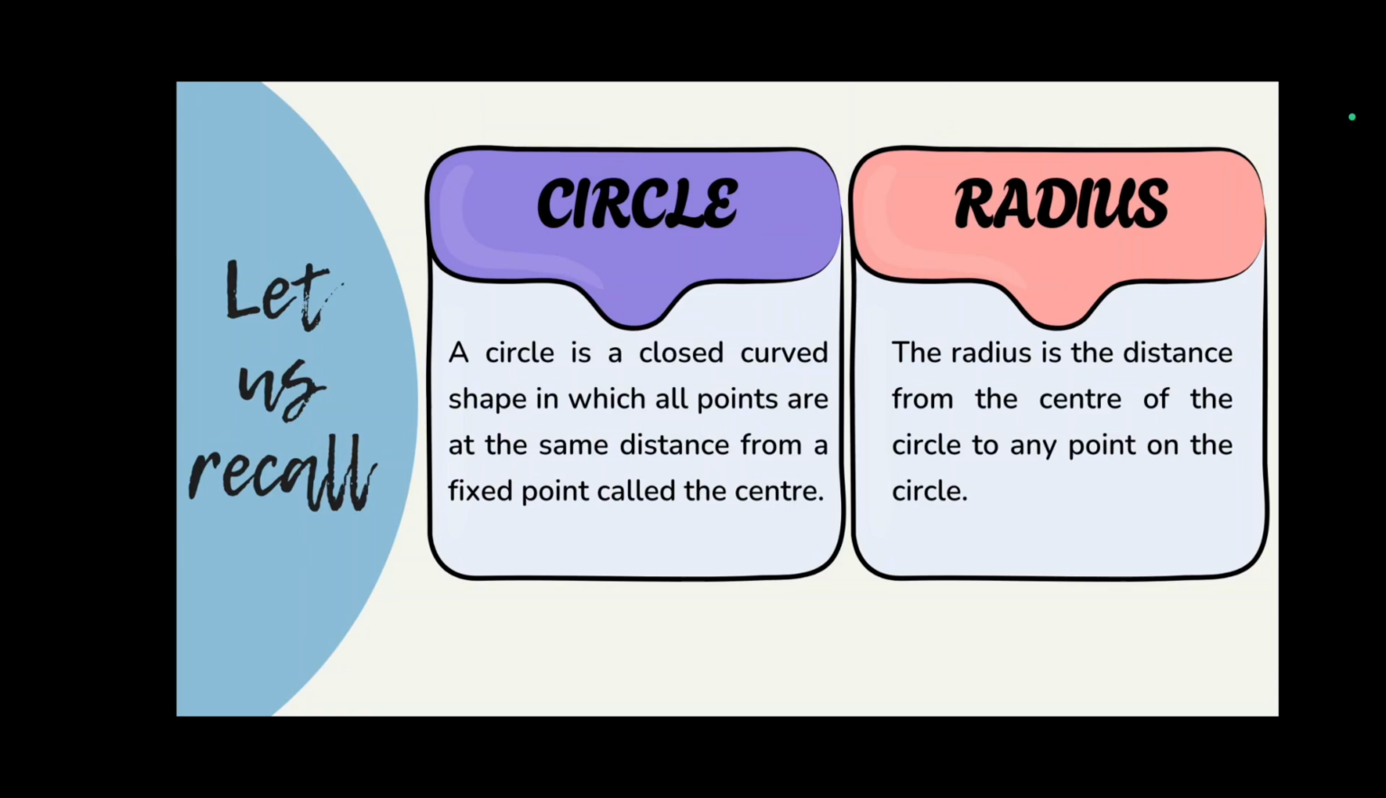Now, before we start learning the area of a circle, let's quickly recall something we already know. Look at this slide. First, what is a circle? A circle is a closed curved shape in which all points are at the same distance from a fixed point called the center. So remember, the center is the middle point. Now, what is a radius? The radius is the distance from the center of the circle to any point on the circle.